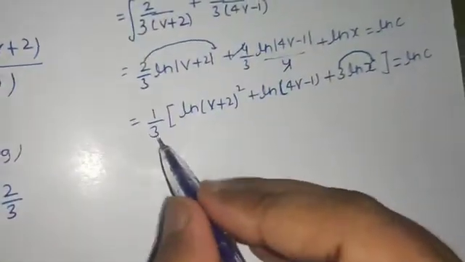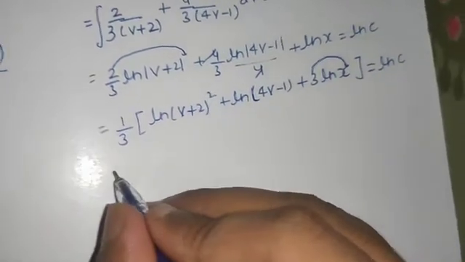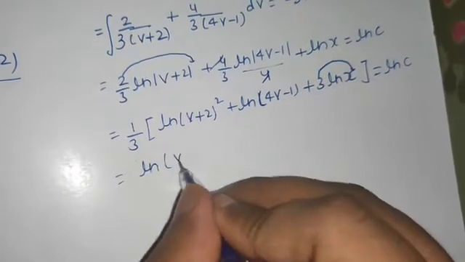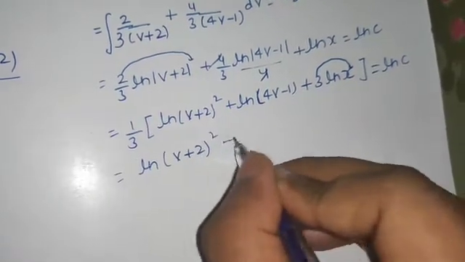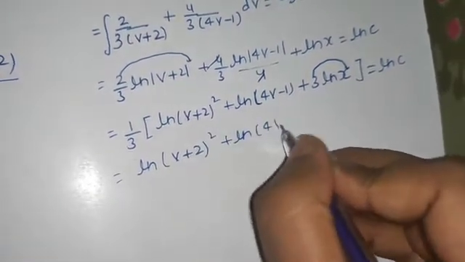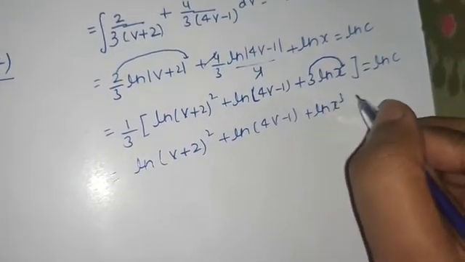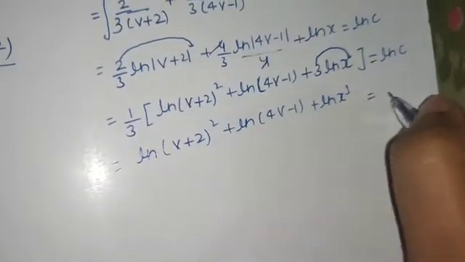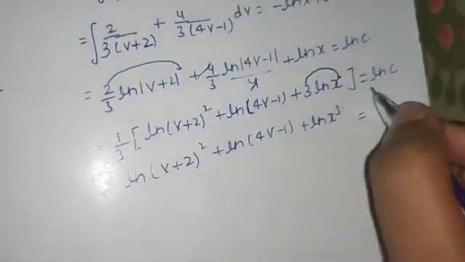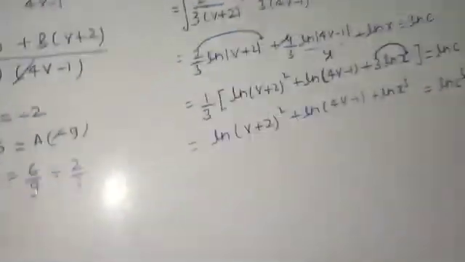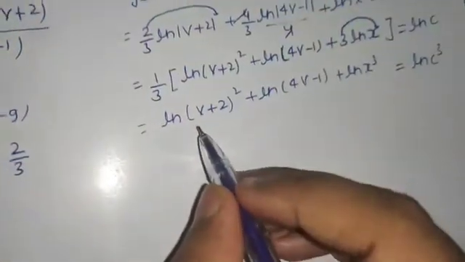Now this 3 I am sending to that side, so I will get ln (v plus 2) square plus ln (4v minus 1) plus ln x cube. Okay, this equals 3 ln c. 3 ln c can be written as ln c cube.